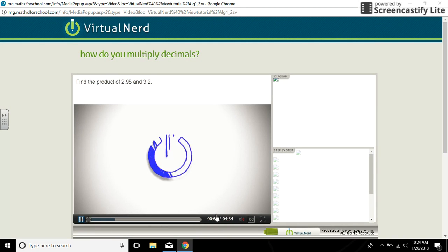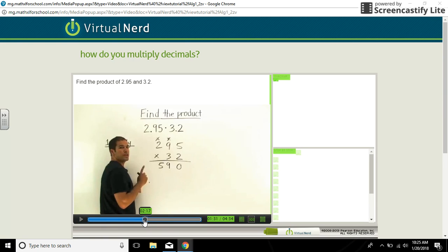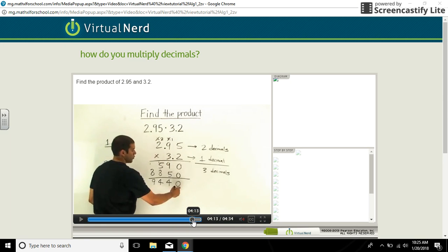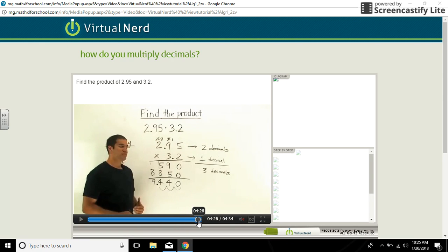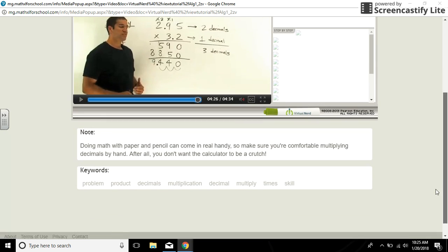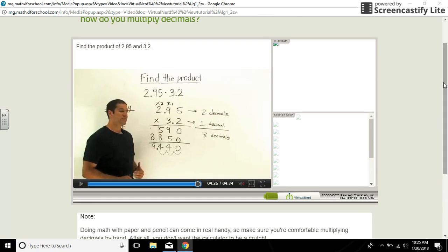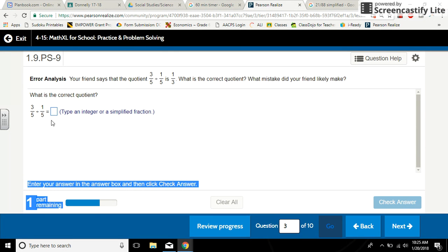You can hit play, see how long this is. It's 4 minutes, 34 seconds. So you could watch the video all the way through. It goes through how to find the product. It looks like it's multiplying a couple decimals here and doing it that way. Okay, so it's multiplying those decimals together. That may not have helped, so I might come down here, but there's nothing else here.